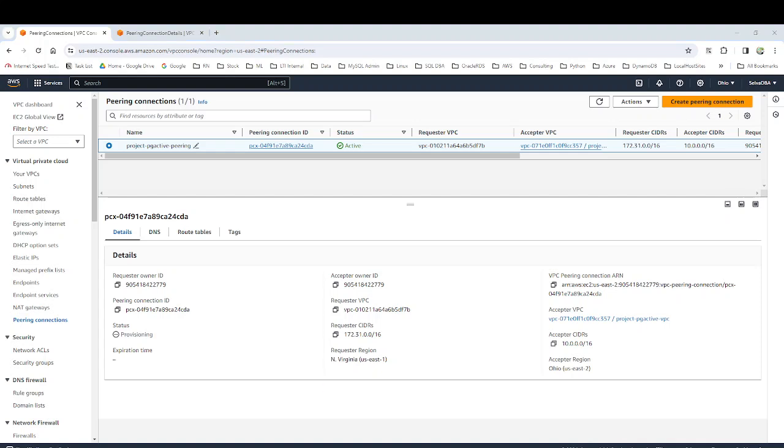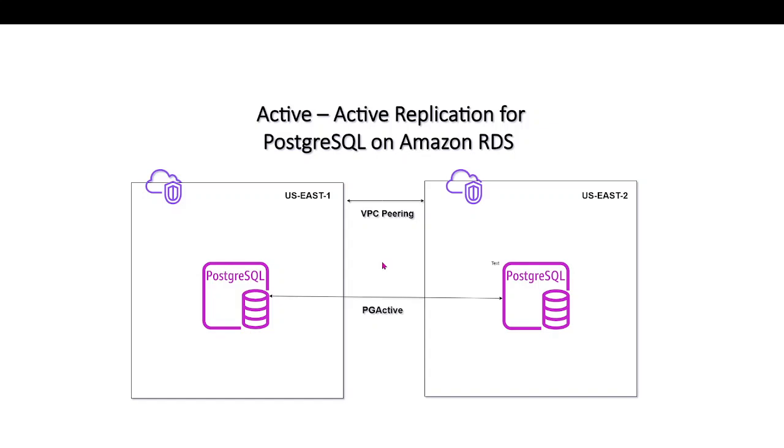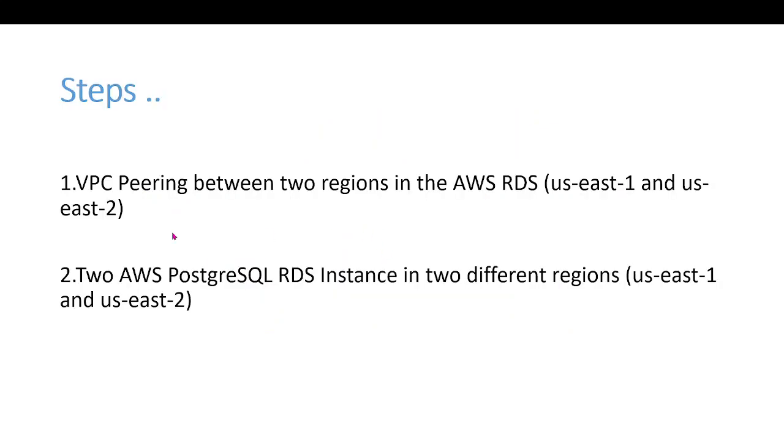Let's start to create the pgactive setup. Let's go to the PowerPoint steps. The first step is VPC peering between two regions, which we created. Next we need to create two AWS PostgreSQL RDS instances in the two different regions. We'll do the next step.